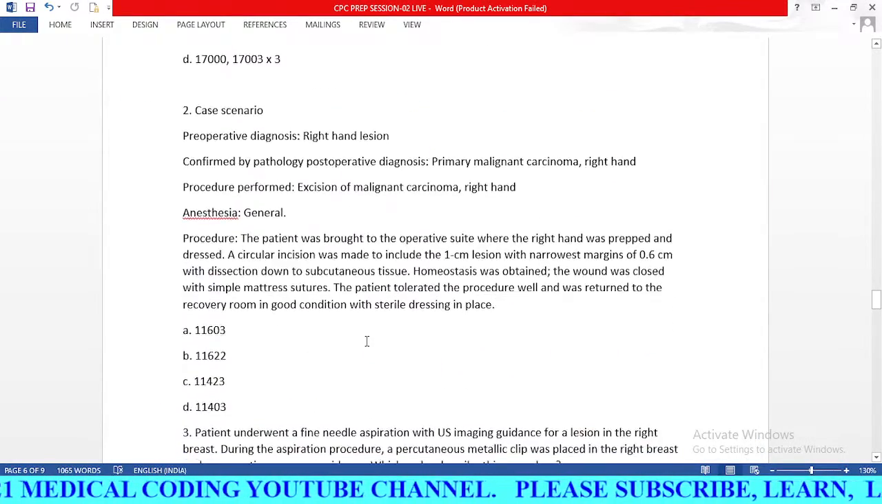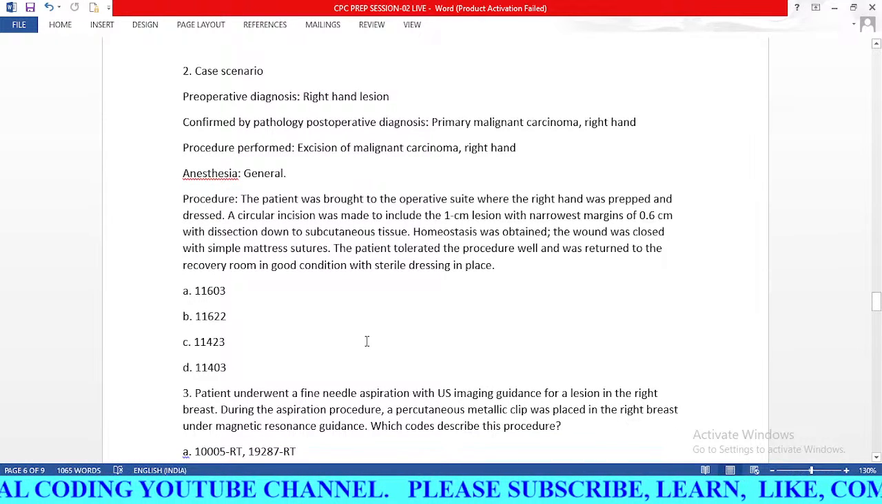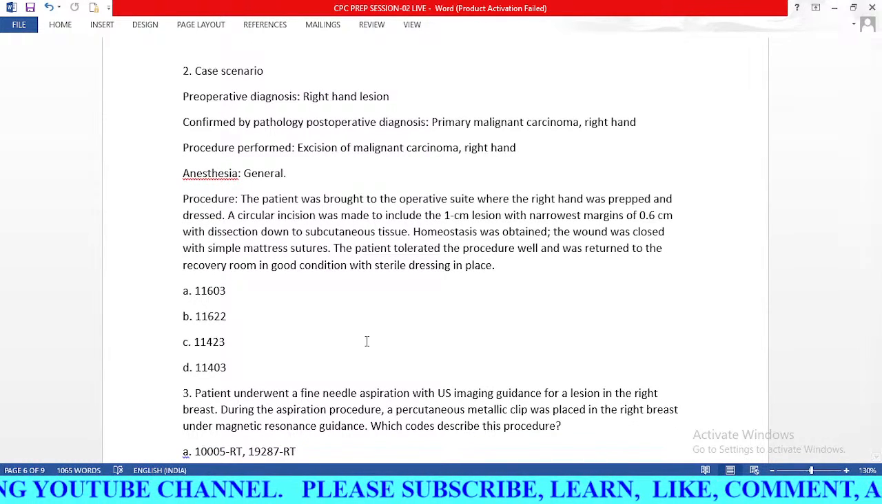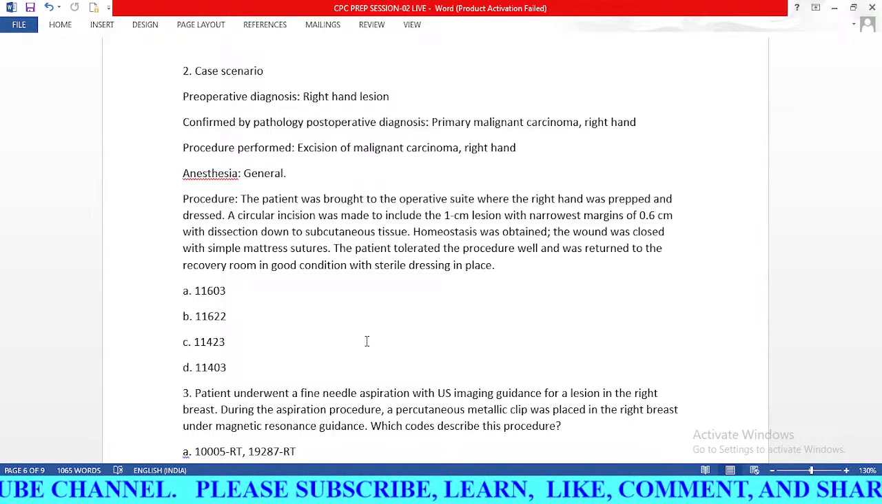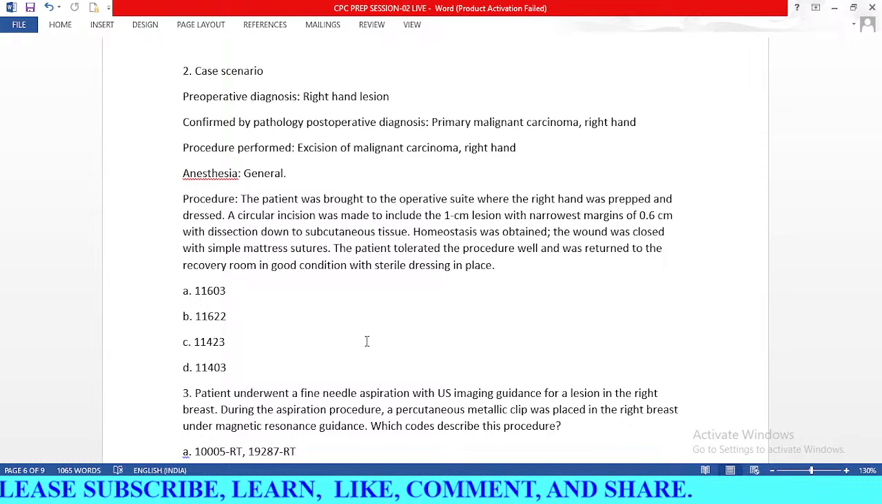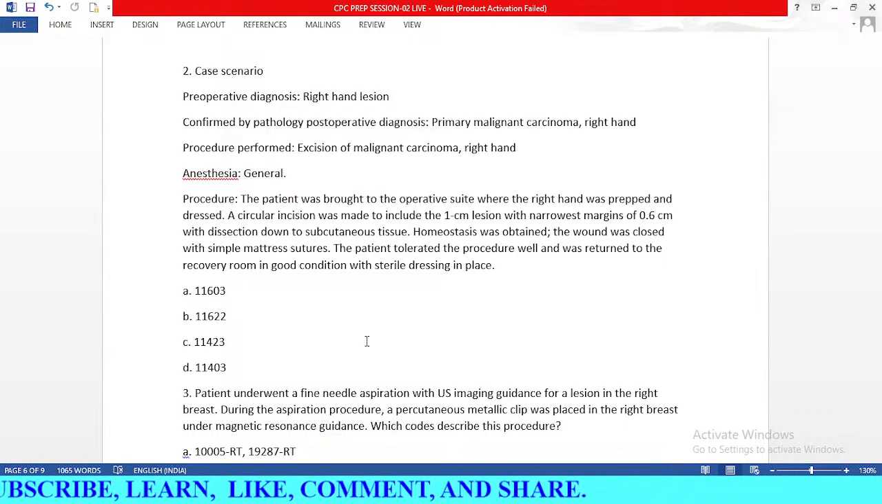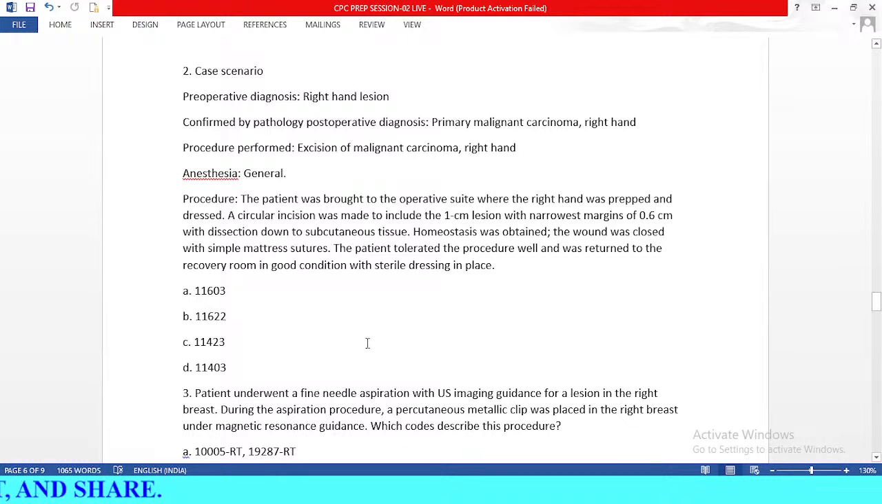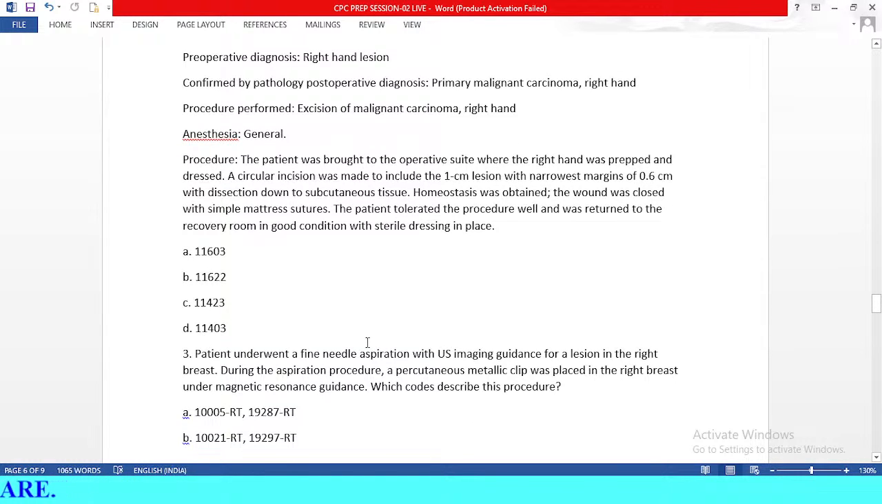Next question. Here is the case scenario. Preoperative diagnosis, right hand lesion. Pathology says it is a primary malignant carcinoma of the right hand. So it is a malignant tumor. Procedure performed, excision of malignant carcinoma right hand. Anesthesia is general. The patient was brought to the operative suite where the right hand was prepped and draped. This is the common procedure done before surgery.